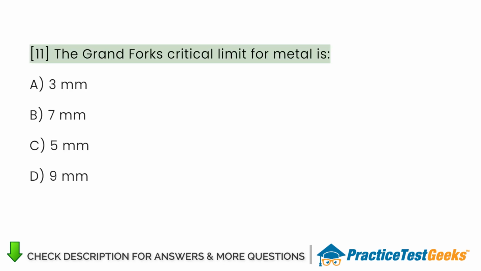The Grand Forks critical limit for metal is A. 3 millimeters. B. 7 millimeters. C. 5 millimeters. D. 9 millimeters.